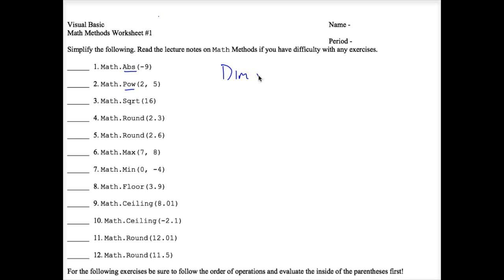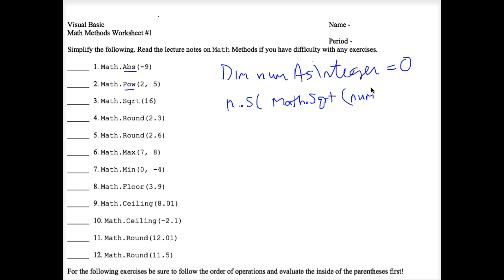The way that you would type out or use this method would be maybe you would have a variable, dim num as integer equals 0, and then somewhere else in that private sub method you would need to find the square root of that variable. So you could write something like messagebox.show parentheses, and then you would type math.sqrt parentheses num, and that would cause a message box to pop up with the square root of whatever num is.